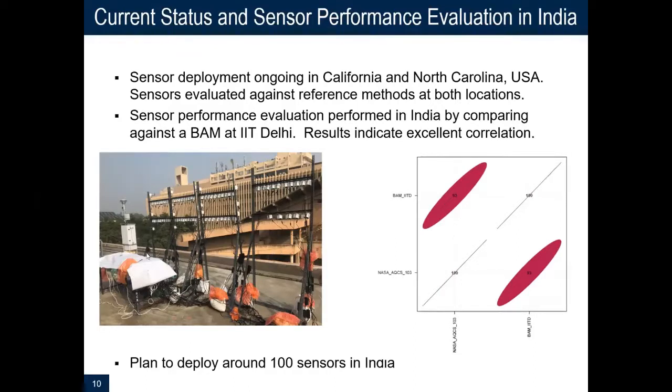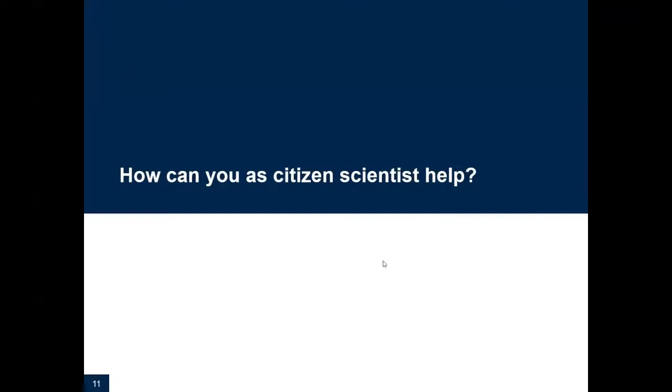So all of the popular sensors and the reference method is at the far left. And the correlation, it shows really excellent correlation. And obviously, we have this parameter for each of these sensors, and we'll be developing correction metrics for those. And the plan is to deploy around 100 sensors in India, spreading across the region indicated by Sagnik.